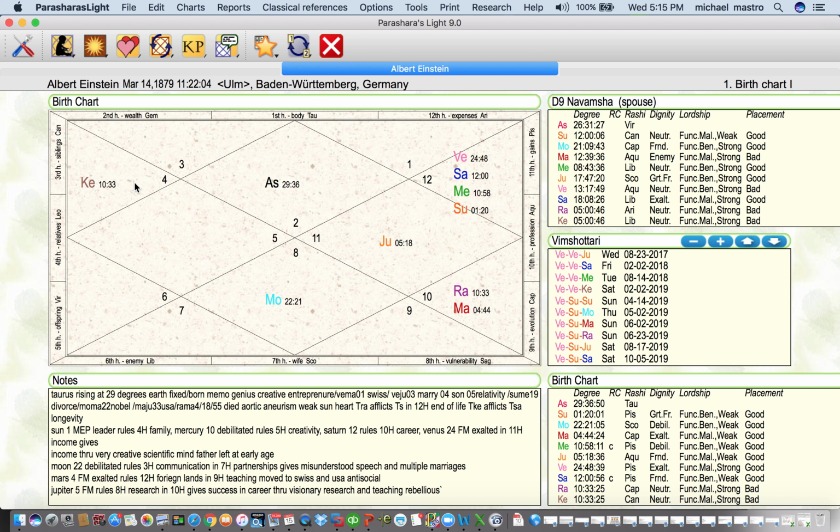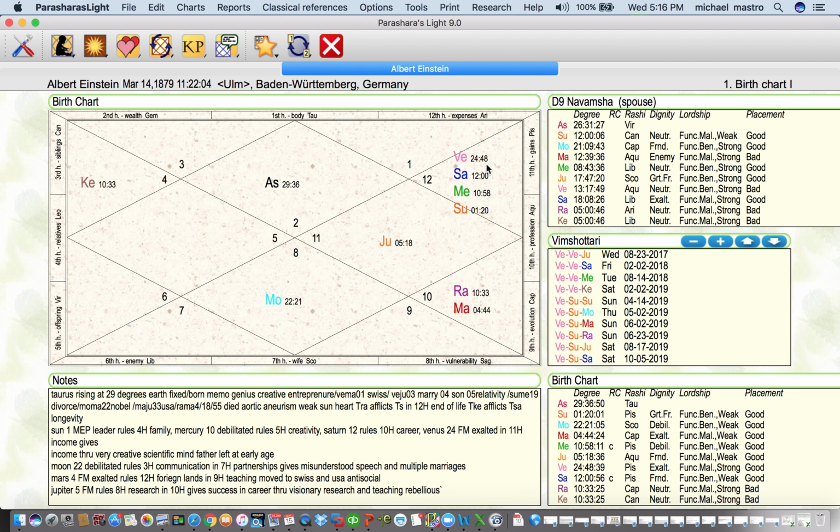And Ketu, I went the wrong direction. I'm sorry. Anticlockwise. 1, 2, 3, 4, 5, 6, 7, 8, 9. So Ketu is technically afflicting Mercury, and that's why it's weak, and Saturn, and that's why it's weak. So other than that, they're not causing a lot of trouble.